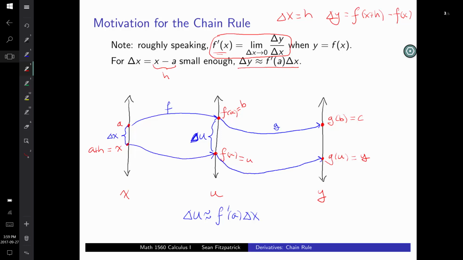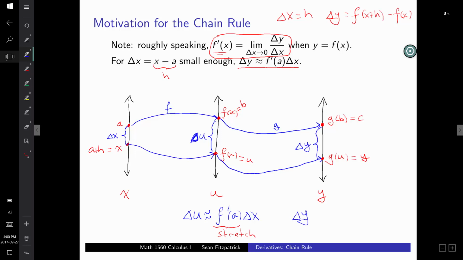So what you want to do here is think of this f prime in this equation as sort of a stretch factor. You've got this little gap here, this delta x, a gap of a certain size. You apply your function, and the change in u, this delta u, is going to be either a stretch or a shrink relative to the size of delta x, depending on the value of this f prime. But then the same thing happens when you apply this function g. We get a delta y here, and we can do the same sort of reasoning.